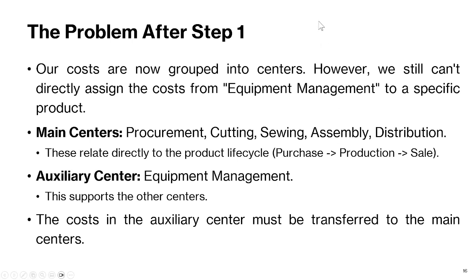However, we think maybe we have a problem. The costs in the main centers, like cutting and sewing, relate to the product. But what about the 29,900 in equipment management? It is a support center, so we can't directly assign its cost to the production of a bag. So this is where step 2 comes in.